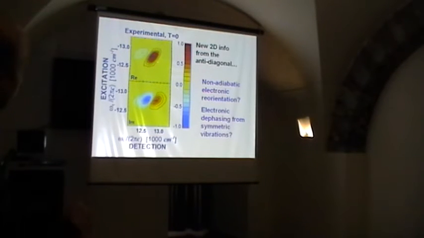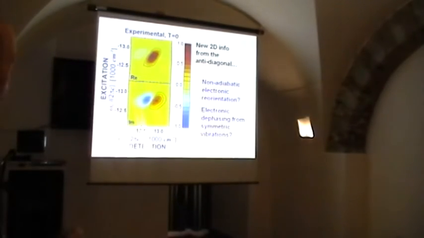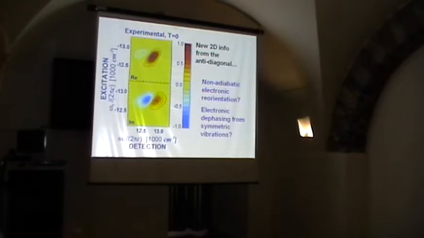And so then the question is, the new information in our 2D spectra basically comes from how wide this is perpendicular to the diagonal. And the question is, what's causing that? Is that a non-adiabatic electronic reorientation? Or is it coming from various totally symmetric vibrations?